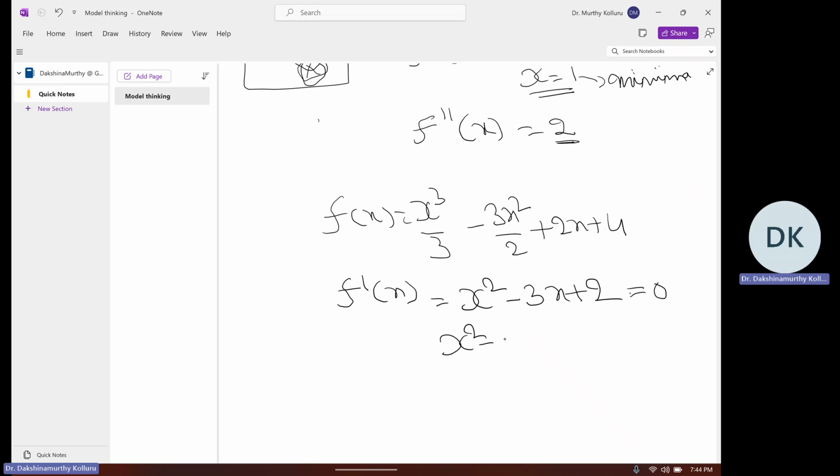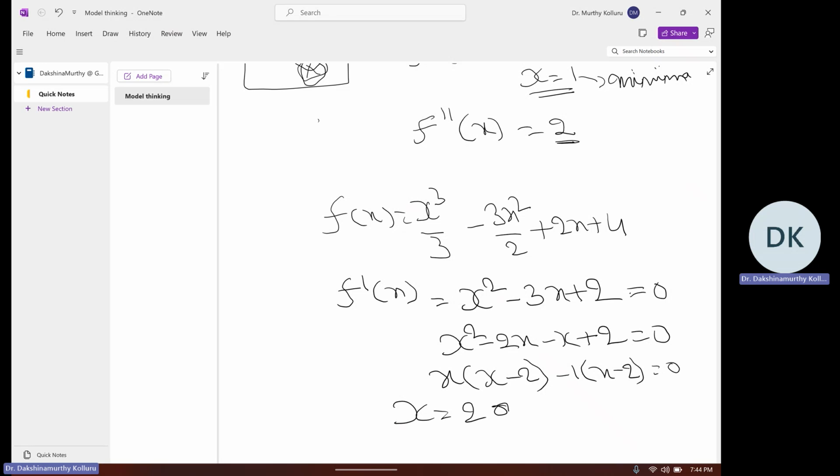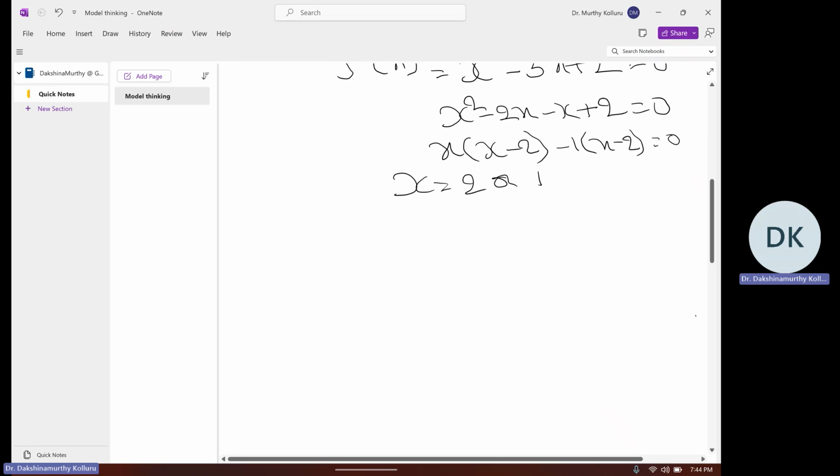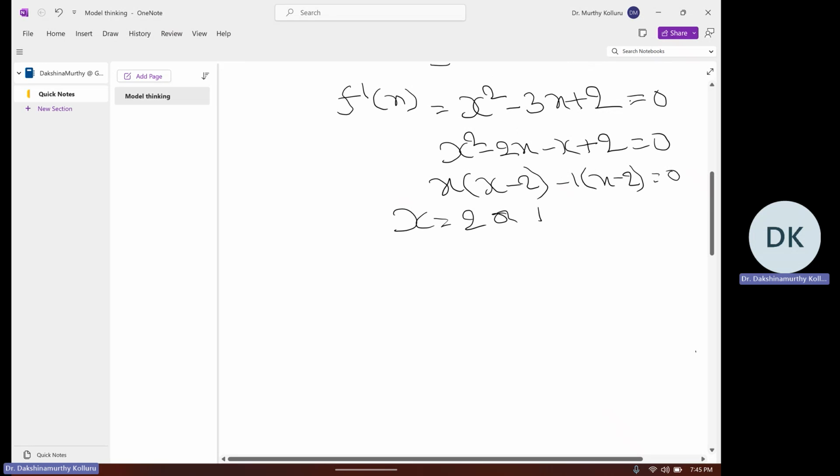And one way to do it, from our past knowledge, we know that we can factorize. Then we take x out and we do this thing. So x is equal to 2 or 1. That's what we understand: x is equal to 2 or 1. Now we do f prime of this thing, one more time, f double prime, because I know maxima or minima will happen here. But is it a maxima or minima?